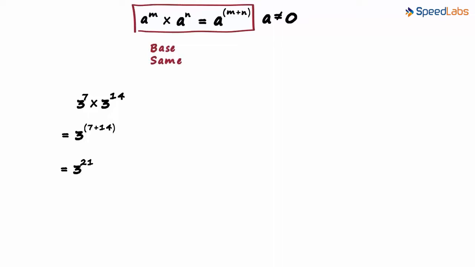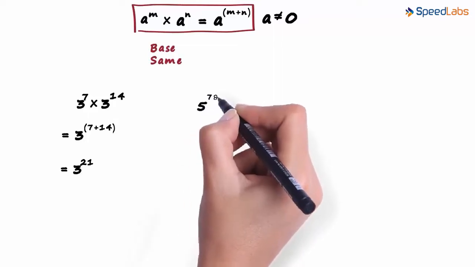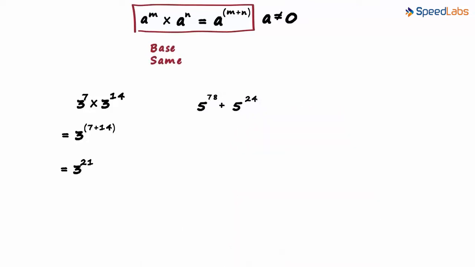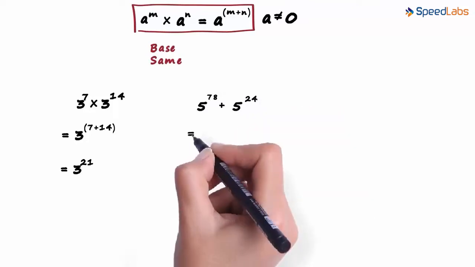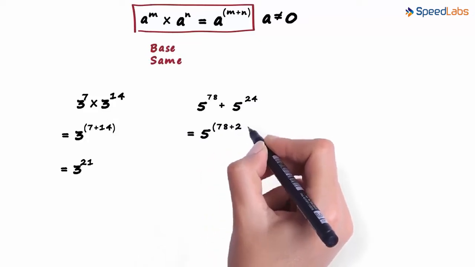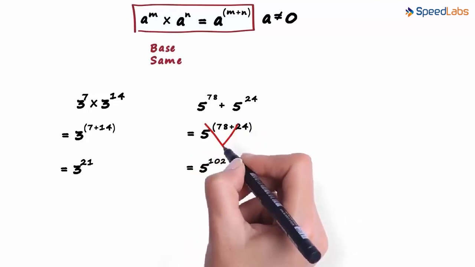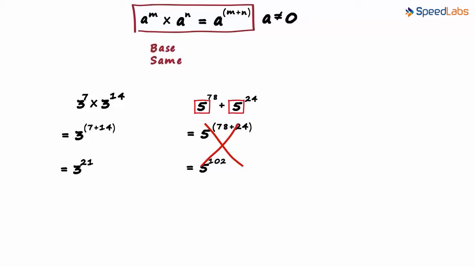Let's get the next problem. 5 raised to 78 plus 5 raised to 24. Using the product law, this can be written as 5 raised to 78 plus 24, which equals 5 raised to 102. Correct? Wrong. Yes, the base is same, but notice that we have an addition sign here, and product law can be used only for multiplication or product as the name says, not for any other operation.